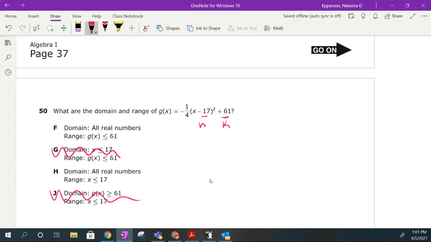So this is our H. This is the K. This is our quadratic. So our domain is going to be all real numbers. All quadratic functions, domain is all real numbers. So that gives us our answer choice F or H. Now, my vertex is at the coordinate point 17, 61. So the y value is 61, and this is a sad parabola, so that means we're dealing with a maximum. So the y value has to be less than or equal to 61, which is our answer choice F.